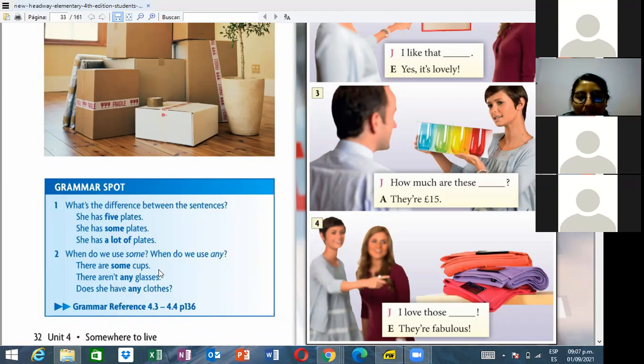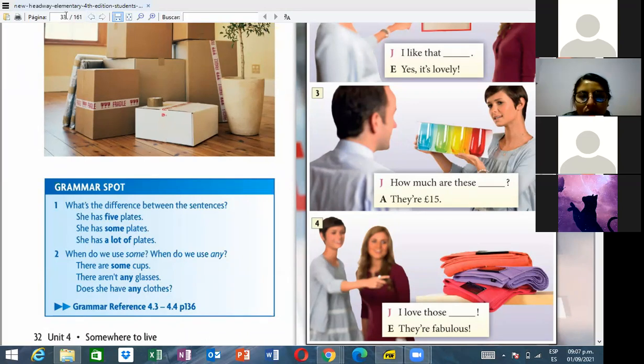And please, when do we use any? Come on, you have to remember. And questions, always, don't forget. Okay, so that's why here we have the examples. There aren't any glasses, negative sentence. Does she have any clothes? A question, right? Okay, let's check the grammar, please.